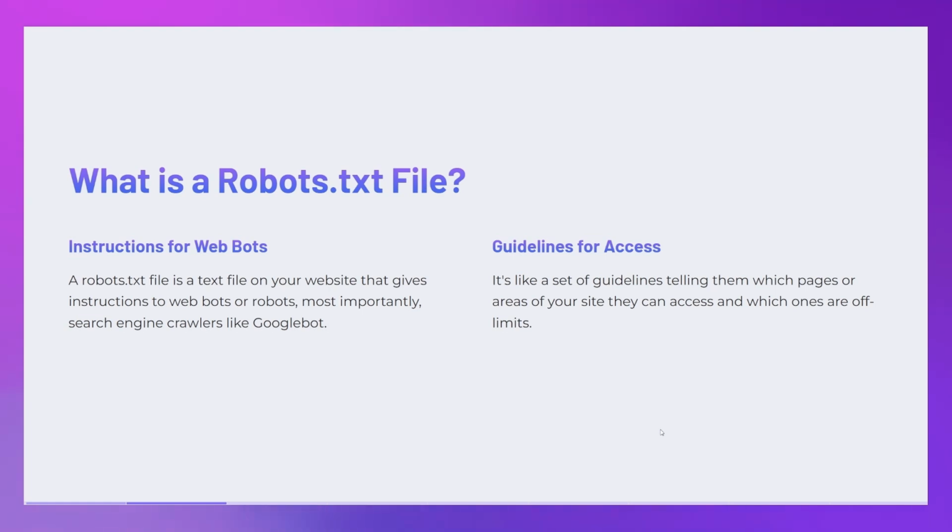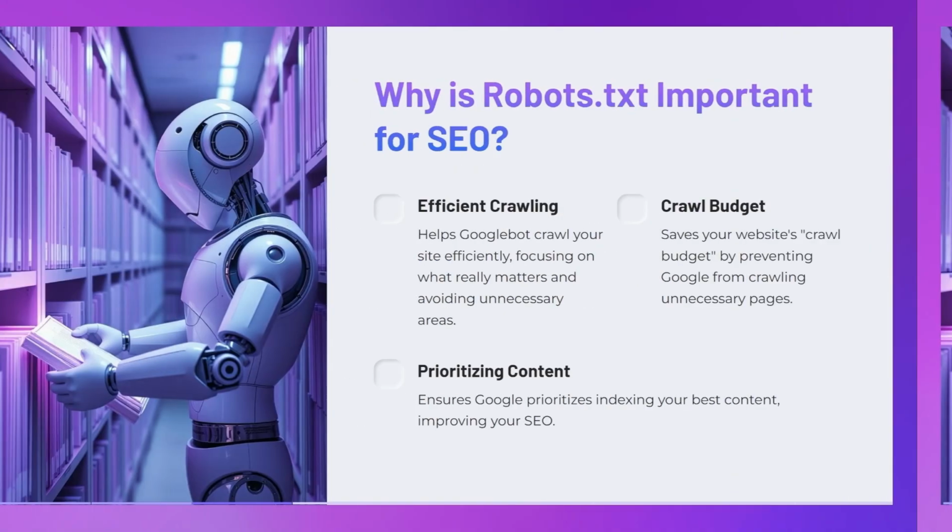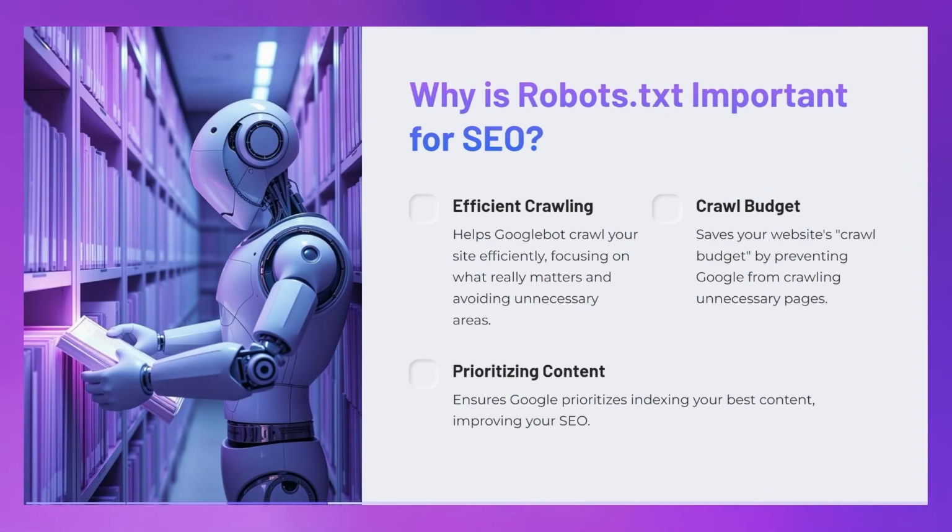Simply put, it's a text file on your website that gives instructions to web bots or robots, and most importantly, search engine crawlers like Googlebot. It's like a set of guidelines telling them which pages or areas of your site they can access and which ones are off limits. Now, why should you care about this for your SEO?